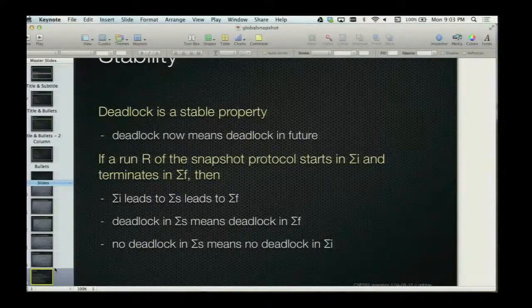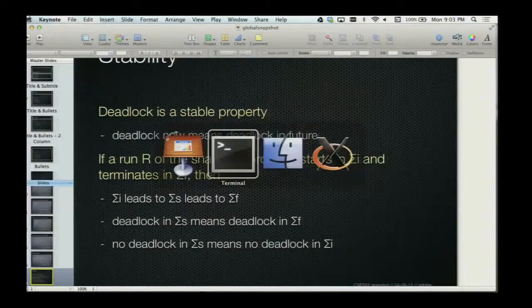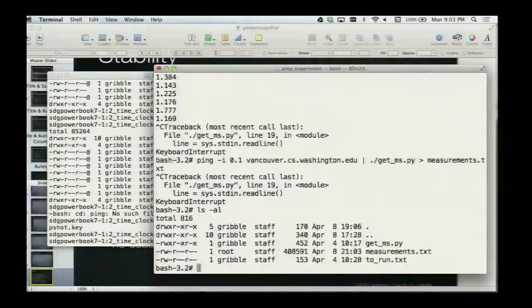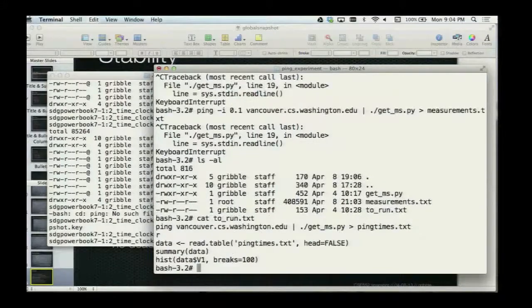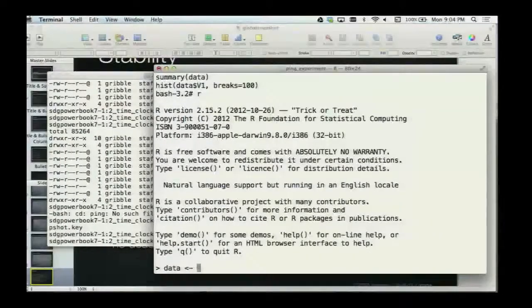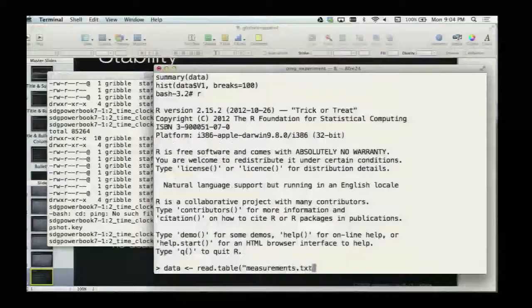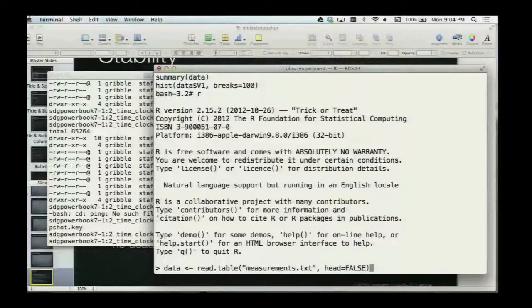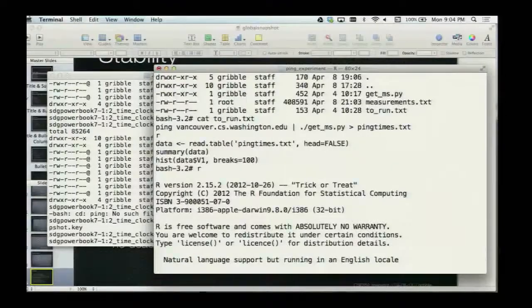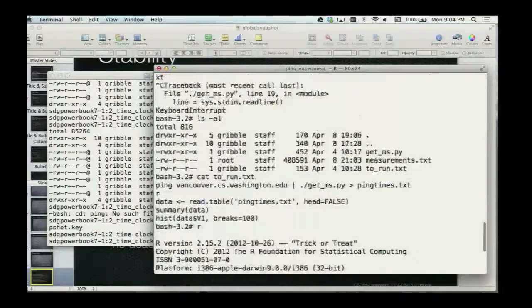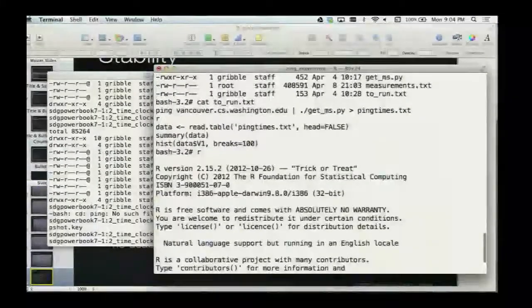Where do you ping the server? Oh yeah, the server. Let's take a look at the ping. Give me one minute. Sorry. I'm sure you're all dying to know what the histogram looks like.